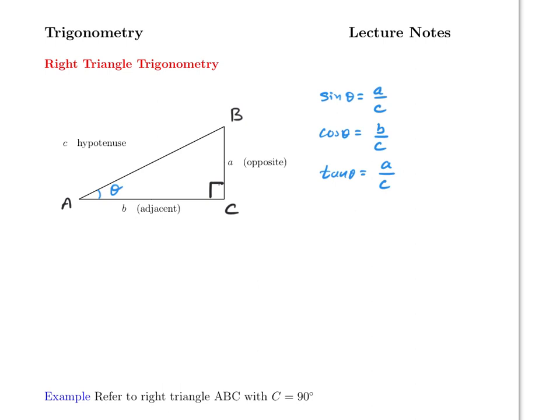And remember that each of these has a reciprocal, so the reciprocal of sine is cosecant, so it should be C over A. The reciprocal of cosine was secant, so it should be C over B. And the reciprocal of tangent is cotangent, and it should be, actually tangent should be A over B. So not A over C, A over B, so this should be B over A.